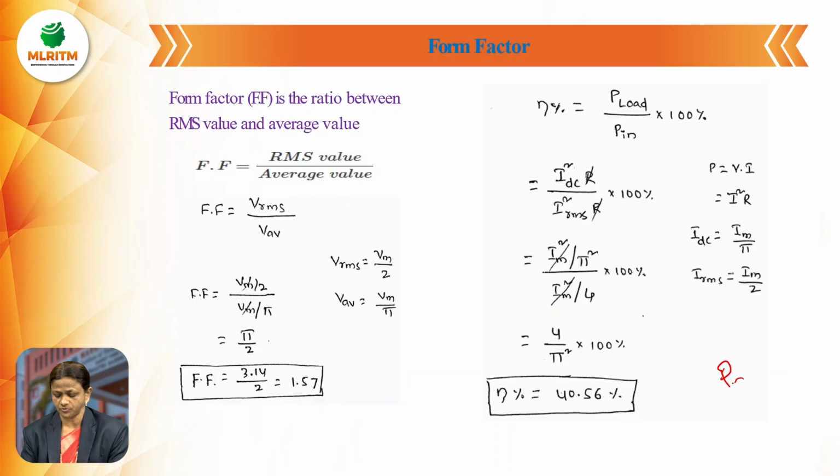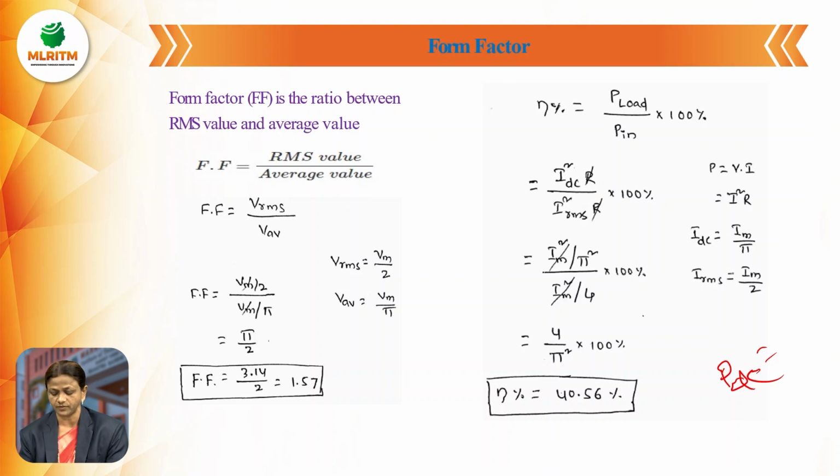What is the formula for power P? V into I. So power PDC equals VDC multiplied with IDC. Again, VDC equals IDC into R. So IDC multiplied with IDC equals IDC square R. Therefore, PDC equals IDC square R. Input power is nothing but AC, PAC.